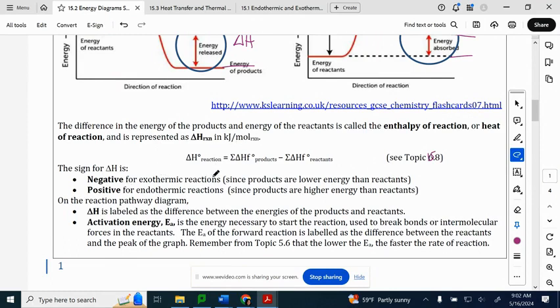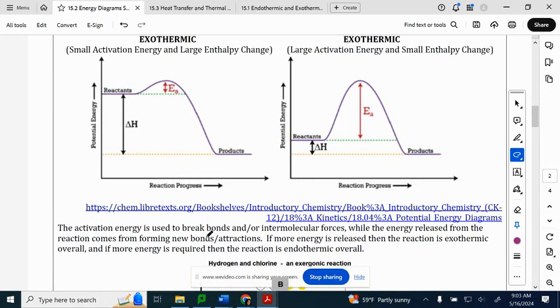I just want you to know that that is called delta H, and this is how you would calculate it. Okay. You need to know that if it's negative, it's exothermic. If it's positive, it's going to be endothermic. Delta H then is labeled as the difference between those products and reactants. And then we talked about activation energy. And I think we do get into 5-6 before we leave.